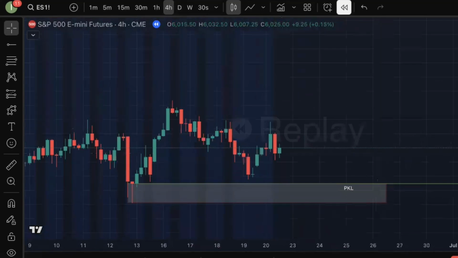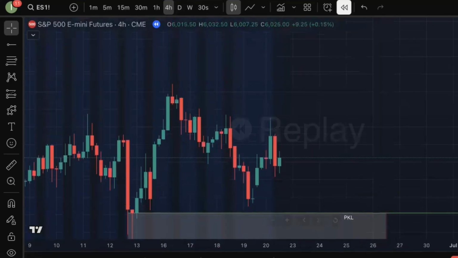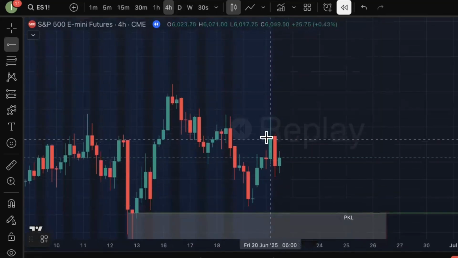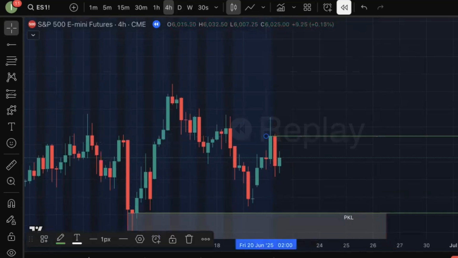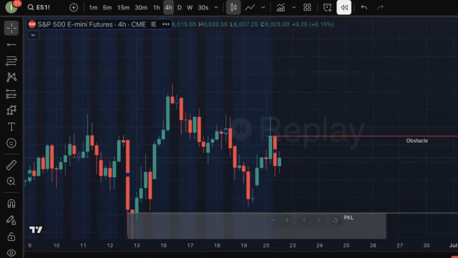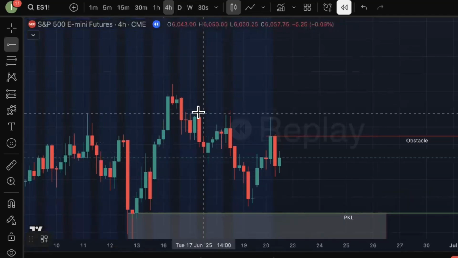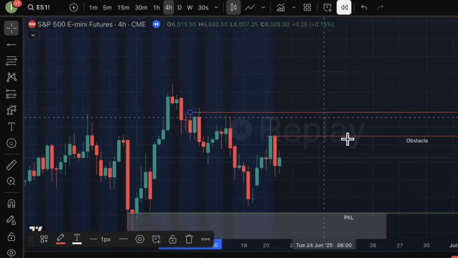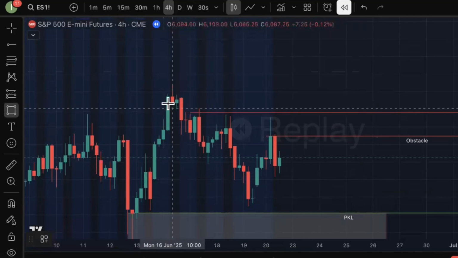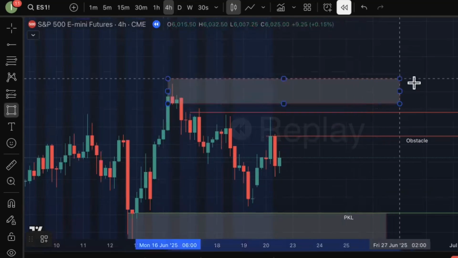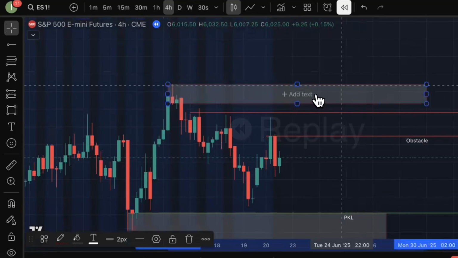Now, for me, looking at this, the first obstacle I can obviously see is this one right here. Okay, obstacle. Then I'm able to see another one. I believe 50% of this has not been mitigated. And the last obstacle I see that could possibly get in our way is this order block here.